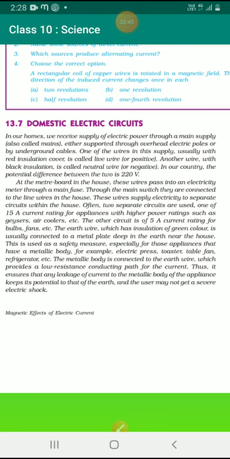So thus it ensures that any leakage of current to the metallic body of the appliances keeps its potential to that of the earth, and a user may not get severe electric shock.